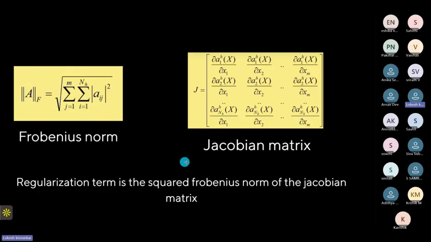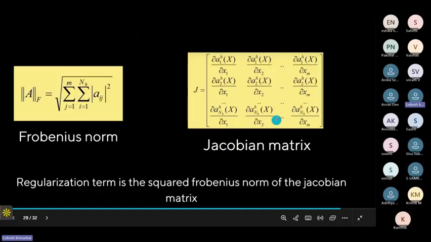So what do you mean by the Frobenius norm of a Jacobian matrix? You take the square of all of these terms, add them up, and just take the square root of it. So this A1H is nothing but the activation of the first neuron in the hidden layer H, and you take the derivative with respect to x1, which is an element in the vector x. Similarly, you will be taking this derivative with respect to all the elements present in the vector and for all the neurons present in the hidden layer.